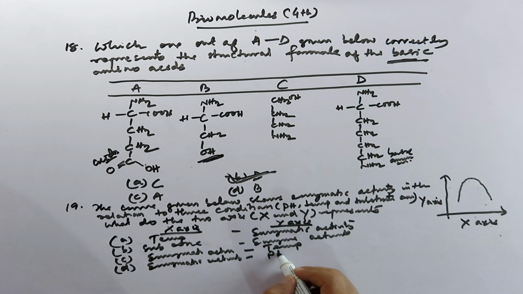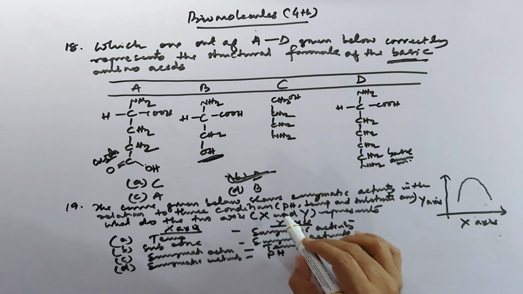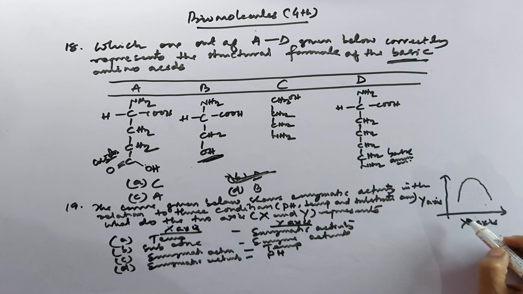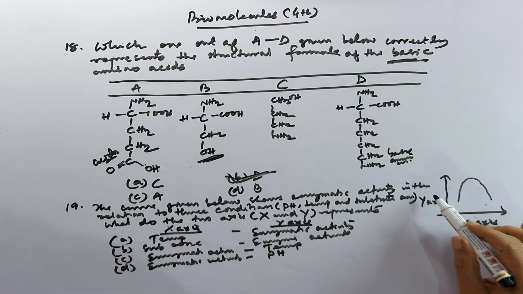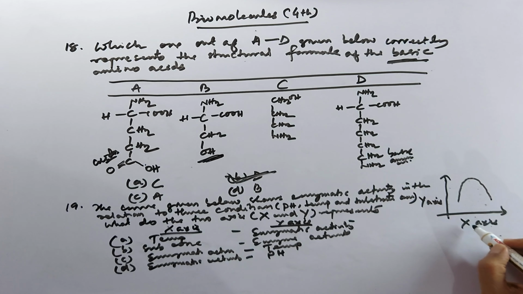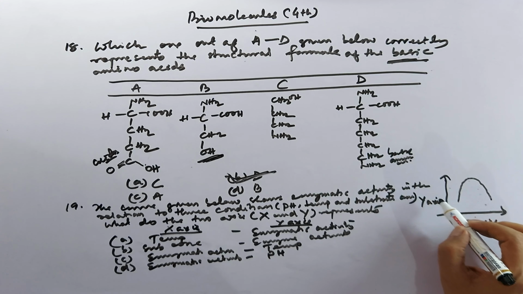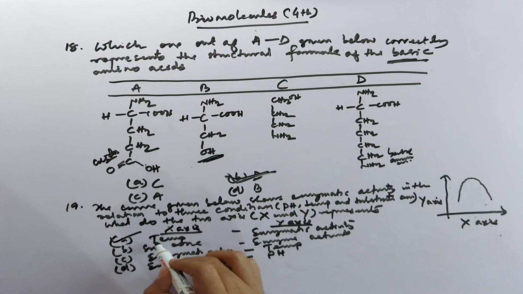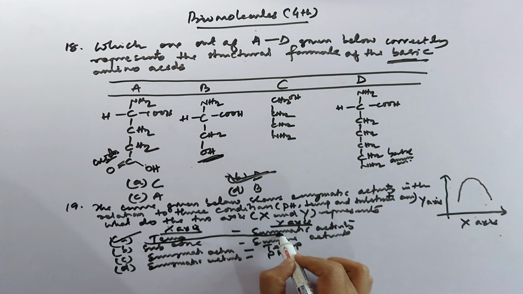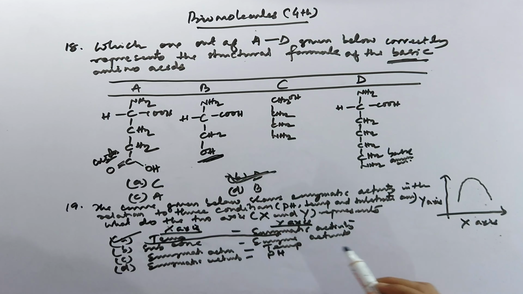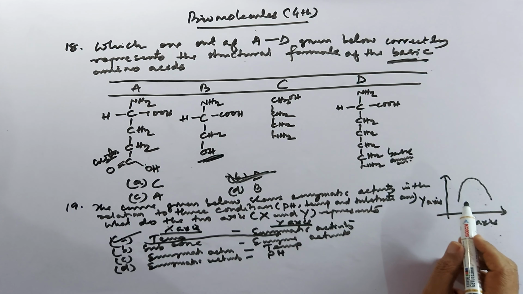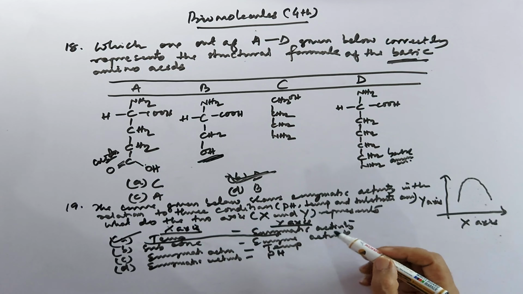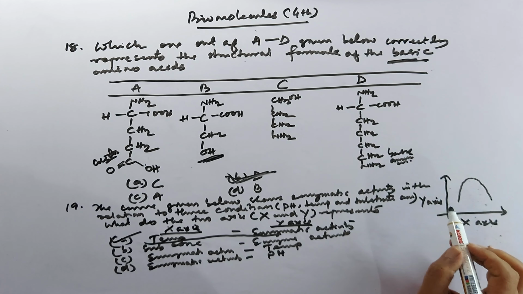In this question, the very important thing is that the x axis must be the independent variable, and the y axis the dependent variable. So the independent variable is temperature and the dependent variable is enzymatic activity. So the correct option is temperature with enzyme activity. Substrate concentration and enzyme activity is rejected because a different type of graph will be formed, and the other two options are rejected too. So this is the correct answer.